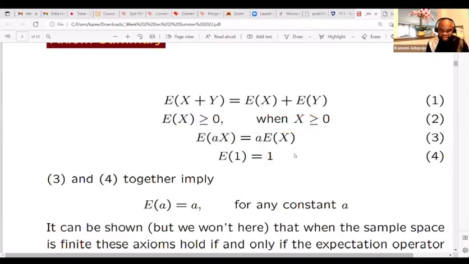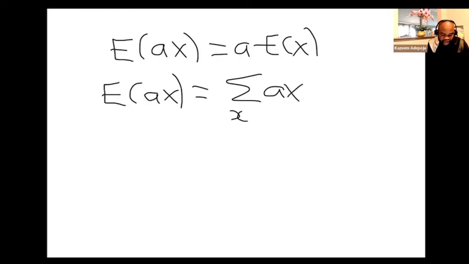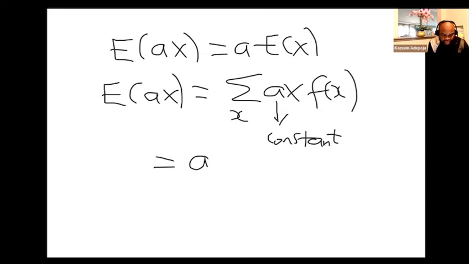Okay, if you want to prove that, let me stop my share now. Now I want to prove that the expected value of this is equal to this. How am I going to prove that? I want to say the expected value of AX equals the summation over x of AX times f of x. A is a constant, right? So A is going to leave: A times the summation of x f of x.